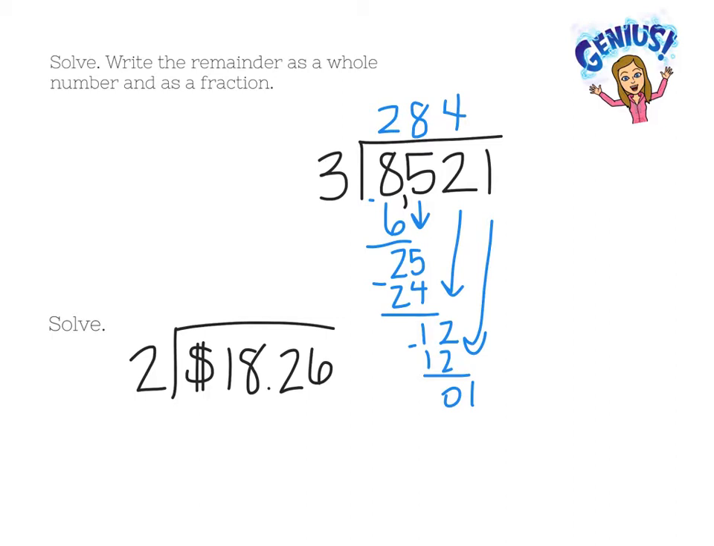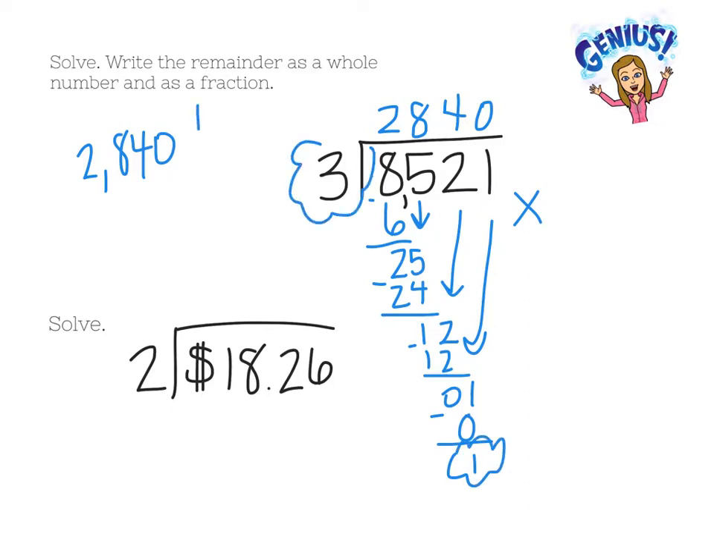Well, shoot, 3 doesn't go into 1, so I'll put up a 0. 3 times 0 is 0. When I subtract, I still have a remainder, no numbers to bring down. So my final answer will be 2,840. And then to write the fraction, remember that your remainder becomes the numerator or top number, and divisor becomes the bottom number or denominator. So 1/3.